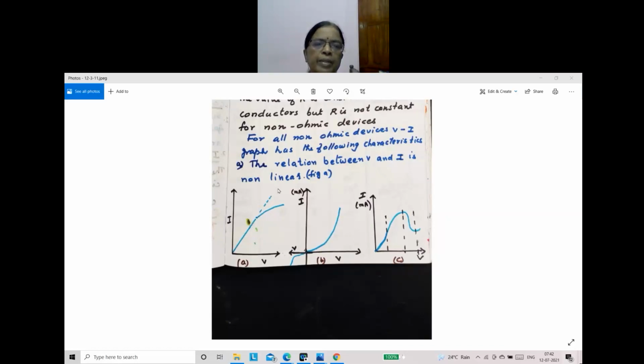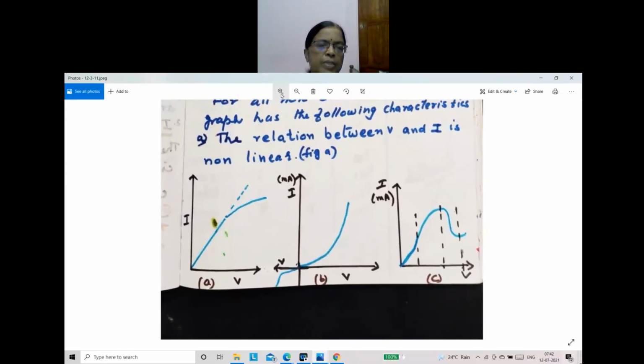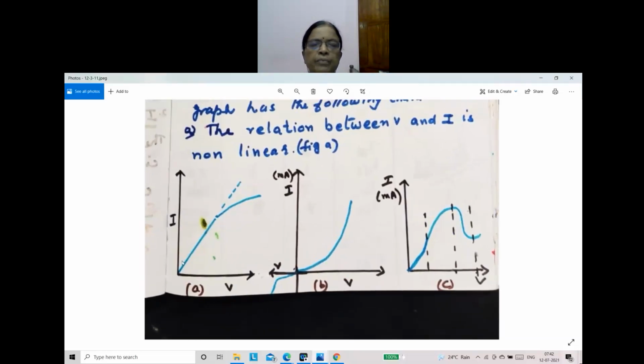If a material does not obey Ohm's law, we get a curved line. It will be curved, not proportional. This part you see, it is a curve. So that means it is not obeying Ohm's law. Up to this part it is obeying Ohm's law. After that we get a curve, meaning it is not obeying Ohm's law. So it is a non-ohmic material. So the slope will be different.